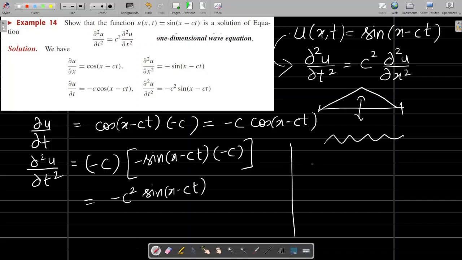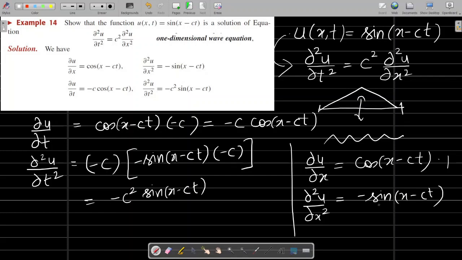Now what is ∂u/∂x? ∂u/∂x is cos(x − ct), and ∂/∂x of (x − ct) is 1. So what is ∂²u/∂x²? That is equal to −sin(x − ct) into 1 again. So you can see the difference is just this constant c². So ∂²u/∂t² is equal to c² ∂²u/∂x². Hence you have shown that the function u(x,t) = sin(x − ct) satisfies the one-dimensional wave equation.